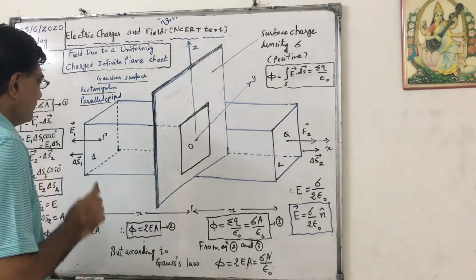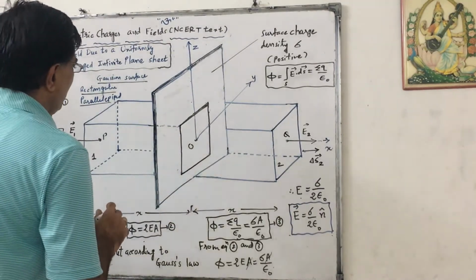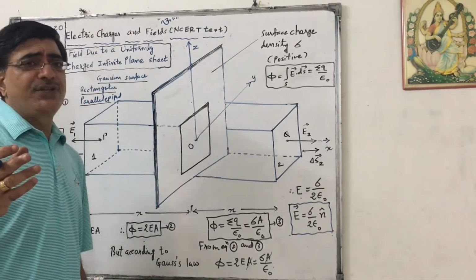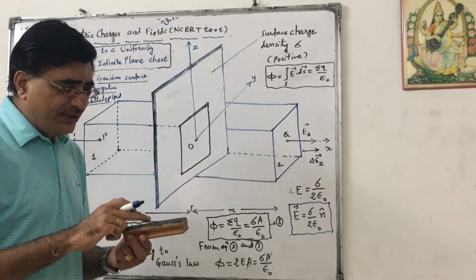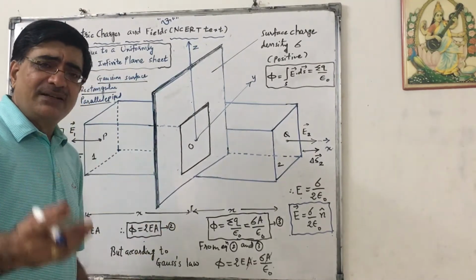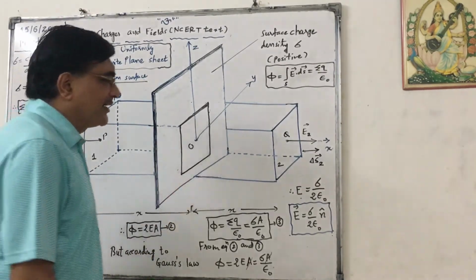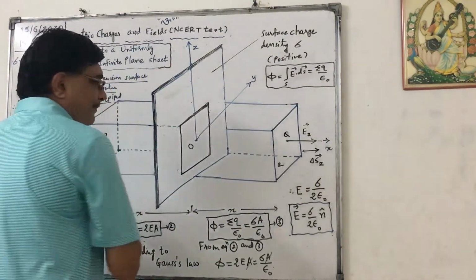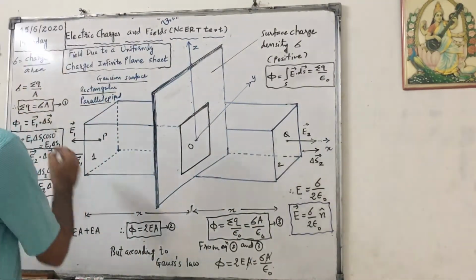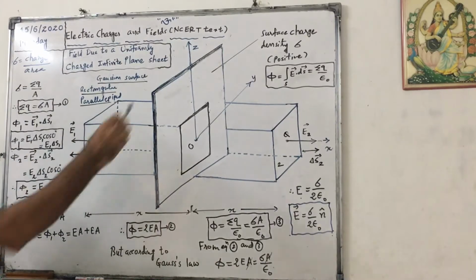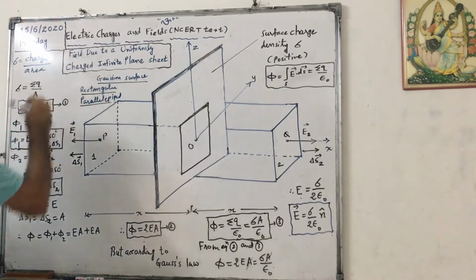Now, there may be a question in your mind: why am I not considering the other four sides? That I will discuss afterwards. First of all, let us consider these two surfaces. Now sigma, that is the surface charge density, equals charge upon area.